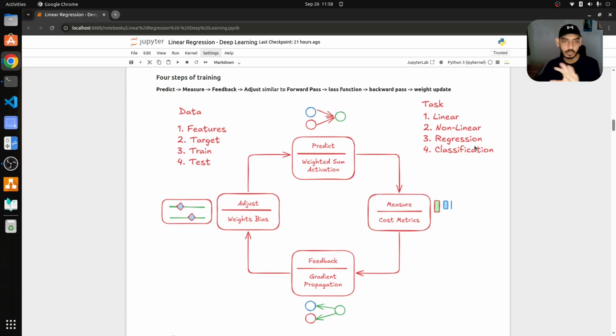Now since we are aware of all this information, let's jump on to the 4 steps of training, which are predict, measure, feedback, adjust, and in neural network terms, forward pass, loss function calculation, backward pass, and then weight update. You can see from the diagram itself, this is the forward pass, and you measure whether the ground truth is equal to the estimated output or predicted output, and then if the loss is high, we go ahead and update the parameters as it is happening here in the cycle.